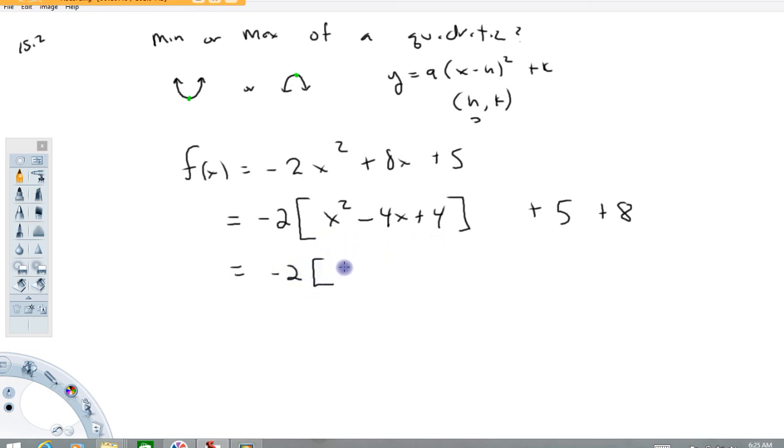This now, by design, is equal to x minus 2, the quantity squared, plus these guys add to 13. And I guess I don't need that square bracket anymore, I'll get rid of that. So the vertex is at the point 2, 13. Maximum value, F max, is 13. And it's a maximum value because you'll notice this guy opens down, so it's a max instead of a min.